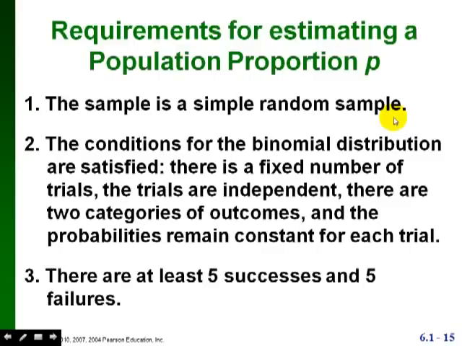There are some conditions for this to work. Basically, we have to have something that comes from a binomial distribution. So don't worry about this too much. Just remember that there have to be only two possible outcomes, like yes and no, approve, don't approve, something like that. And that there have to be at least 5 successes and 5 failures for this to work.